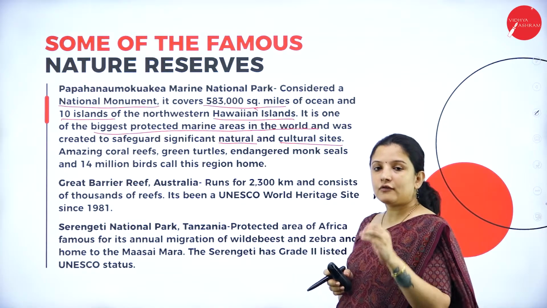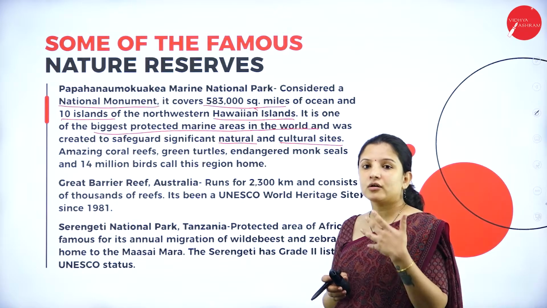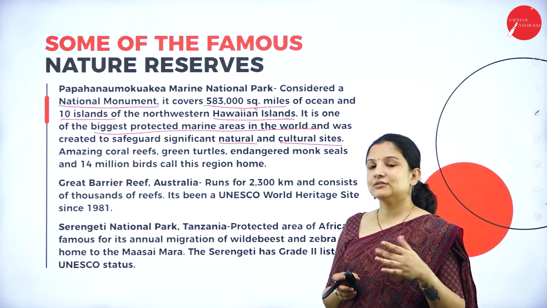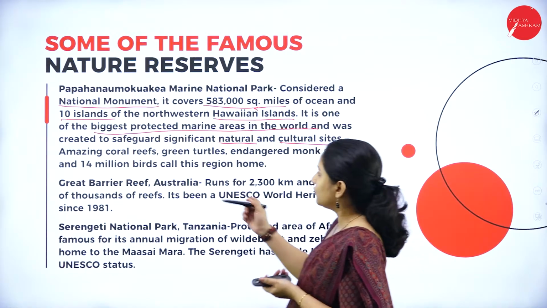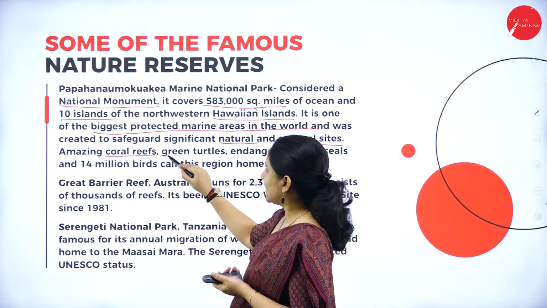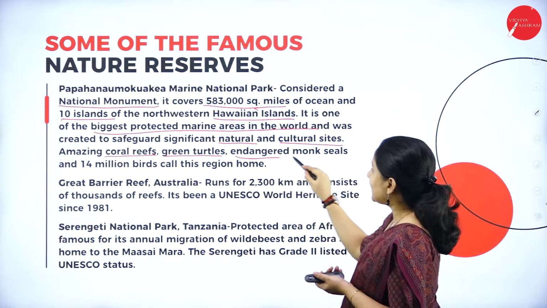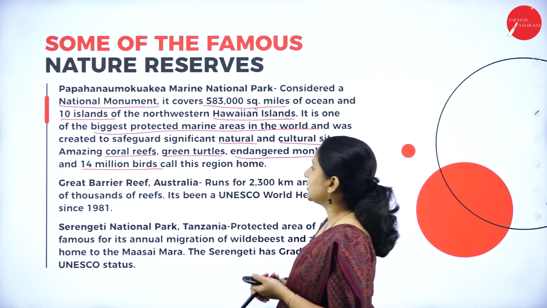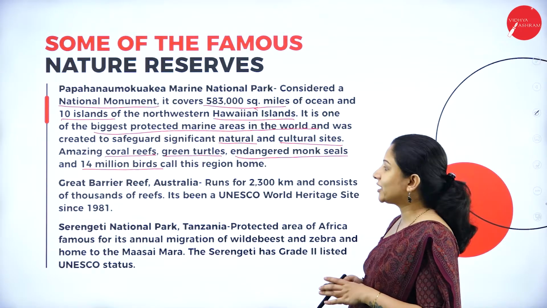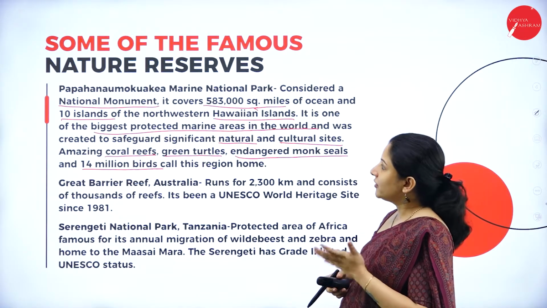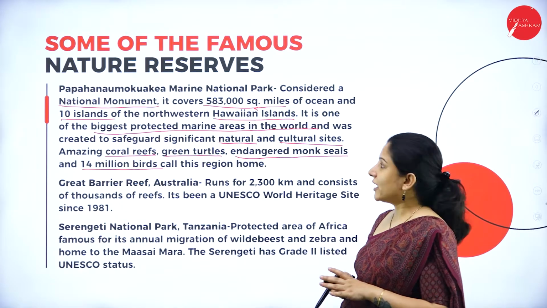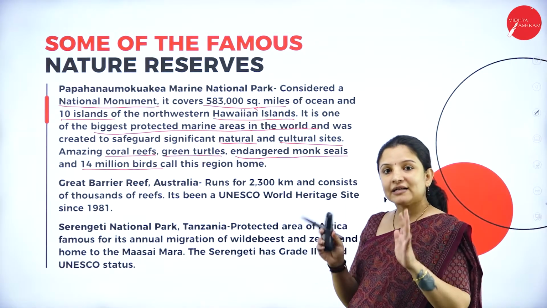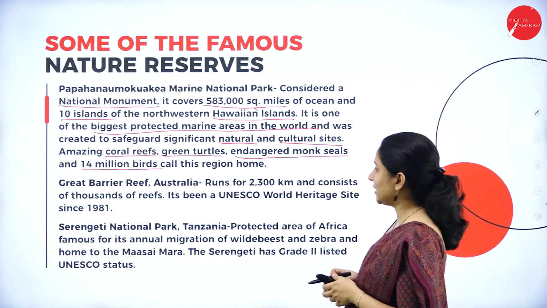So here a lot of organisms are there, like coral reefs. Coral reefs are the home for thousands of varieties of organisms which are still not discovered. So it has amazing coral reefs, it has green turtles, it has endangered monk seals, and it has about 14 million birds in this particular region. Imagine 14 million birds in this particular region. Therefore, it is one of the important nature reserves, and it is called a national monument because it is protected. No changes have been made there.